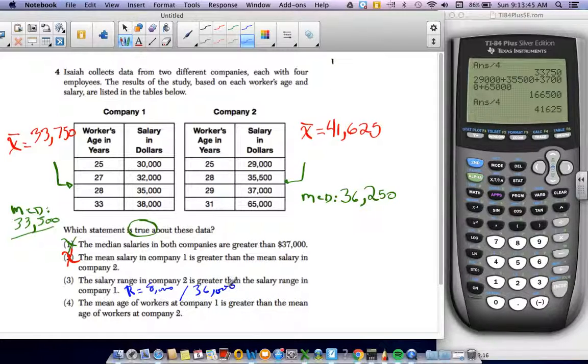So obviously a much larger range in company 2, and taking a look at the choice here, the salary range in company 2 is greater than company 1. That is correct.